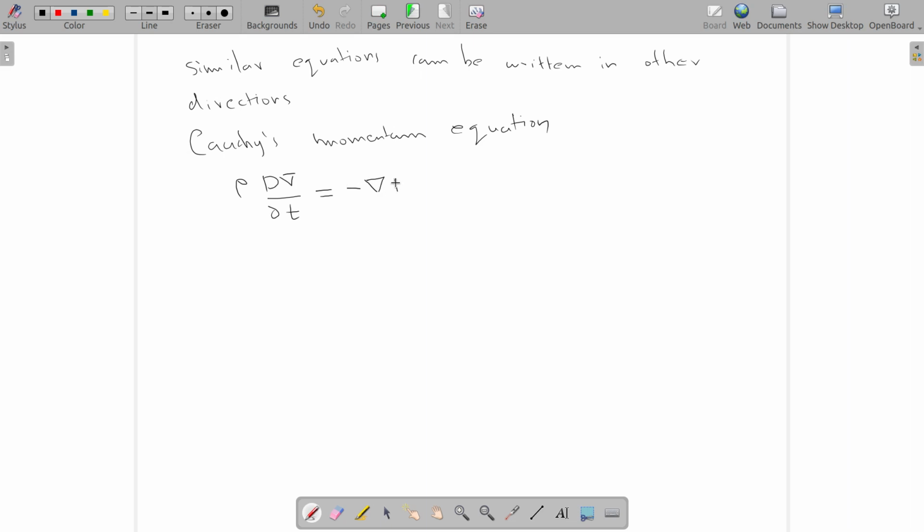This we will get as, I'll just write down first and explain later: minus del P plus del dot tau plus G vector. Here the G vector represents body forces. This one represents pressure forces, inward pressure forces. This one represents viscous forces.